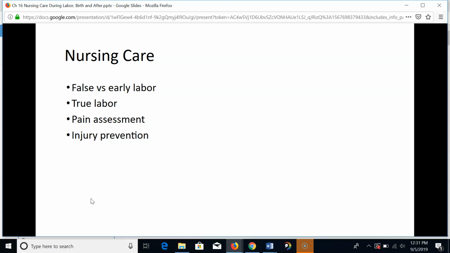If she's using an epidural or intrathecal for pain, she's at risk for injury because she'll have decreased sensation to her lower extremities, so be sure she's not ambulating at that time.